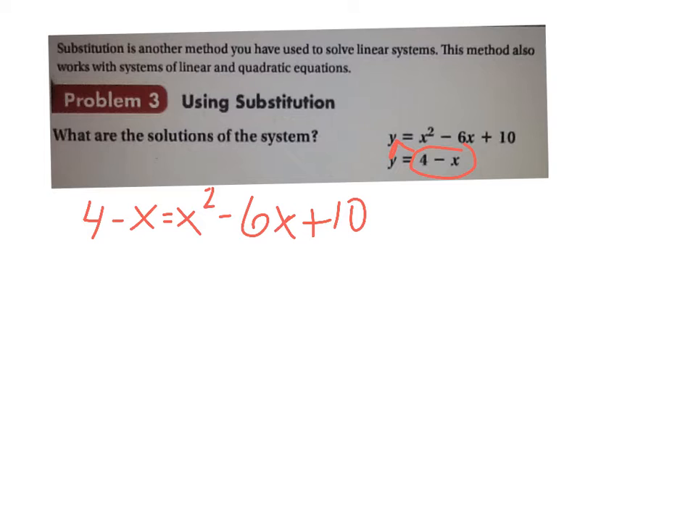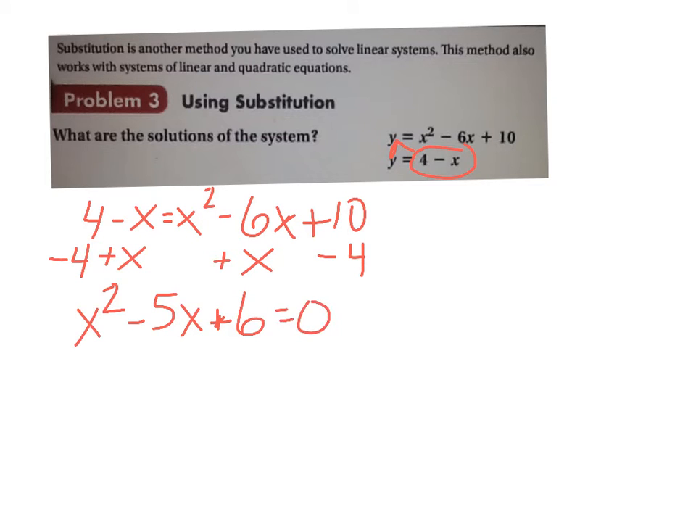When I get that, I can't do anything with it until I have everything together on one side and it equal to 0. So I'm going to subtract 4 and add x on both sides. So I'd add my x to the negative 6x and I'd subtract my 4 from the 10. That leaves us with, and I'm going to switch sides as well, I think sometimes we just see things a little bit better. So that leaves us with x squared minus 5x, because negative 6 plus 1 is negative 5, plus 6, and that's equal to 0.